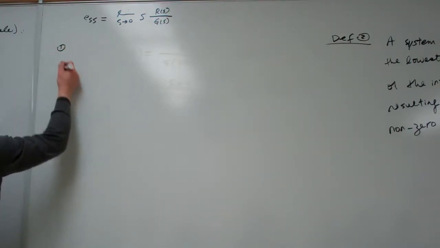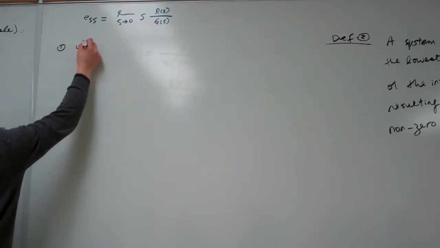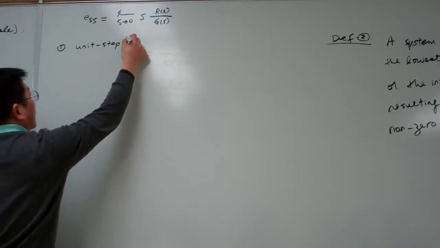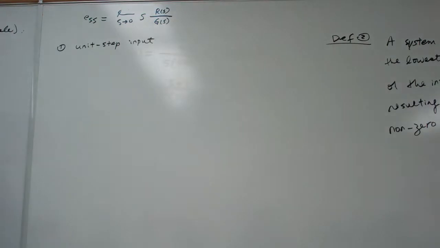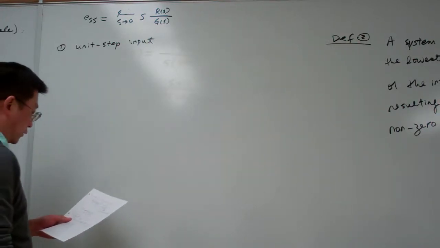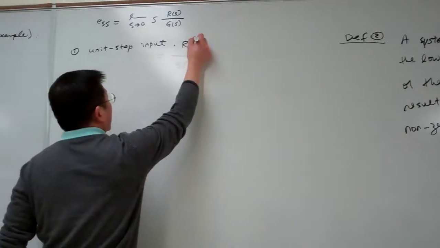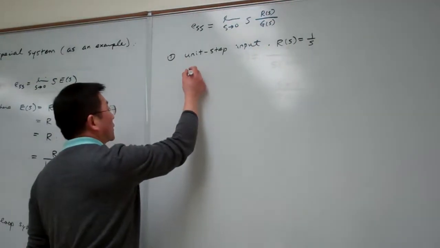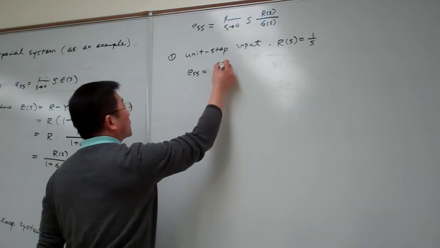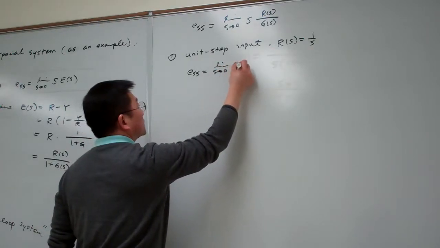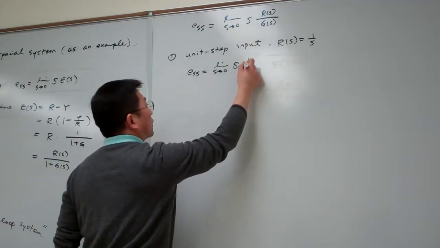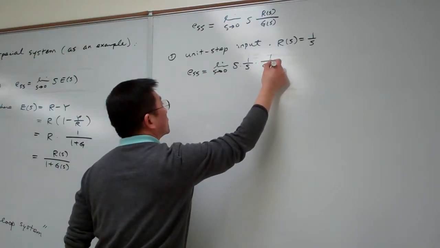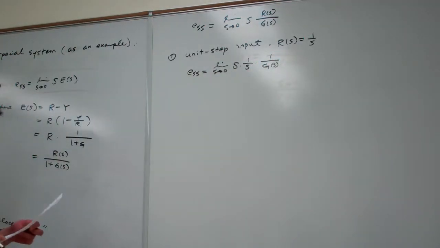Now for this case, I want to study the unit step input. In the following 10 or 15 minutes, I'm going to talk about the different scenarios. The first one is the unit step input, which means R(s) equals 1 over s. With this, we see what happens. Under these situations, ESS equals the limit as s approaches 0 of s times R(s), which is 1 over s, times 1 over 1 plus G(s). That's the calculation.